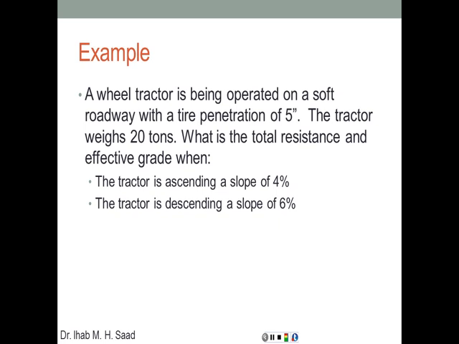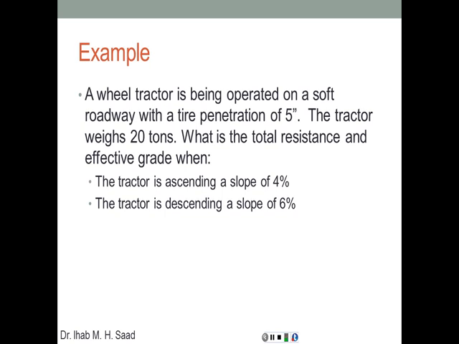A wheel tractor is being operated on a soft roadway. Wheel tractor, so it has wheels. Soft roadway, which means we're going to have tire penetration. The tire penetration is 5 inches. The tractor weighs 5 tons. What is the total resistance and the effective grade if the tractor is going uphill, ascending a slope of 4%, or if the tractor is descending a slope of 6%?